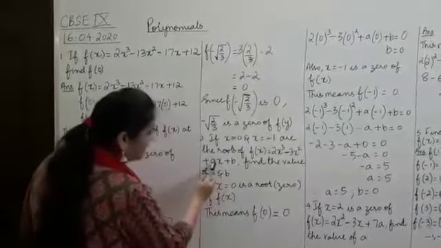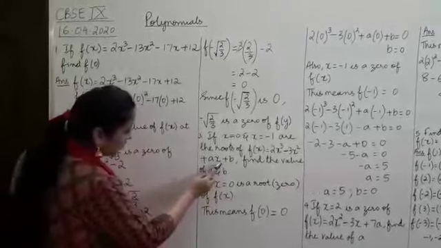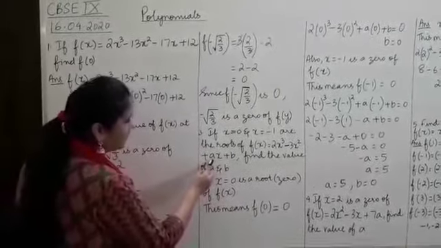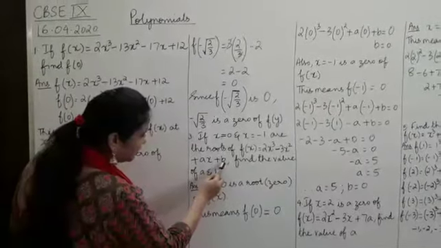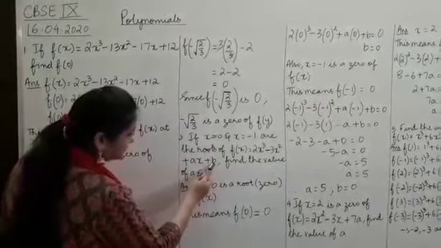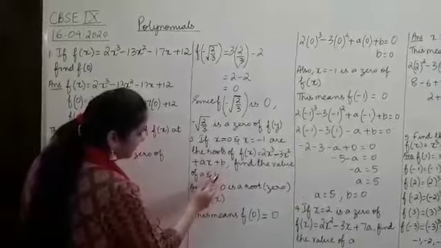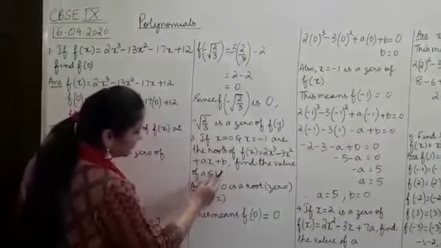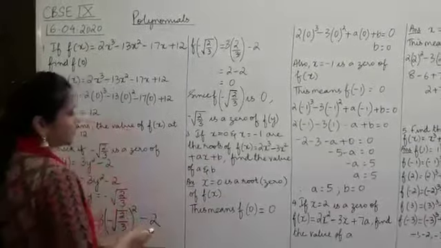Where is a in the polynomial? It's the coefficient of x. We do not know the coefficient of x, so we have to find that value of a. And we don't even know the constant term, so we need to find the constant term b. So find the value of a, which is the coefficient of x, and find the value of b, which is the constant. Alright, we'll start with this.